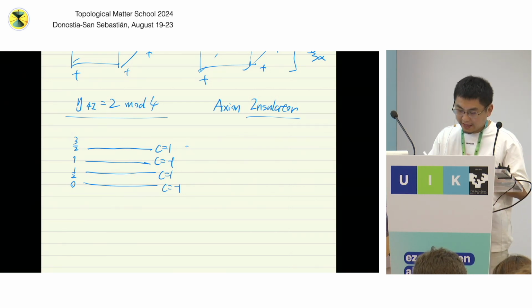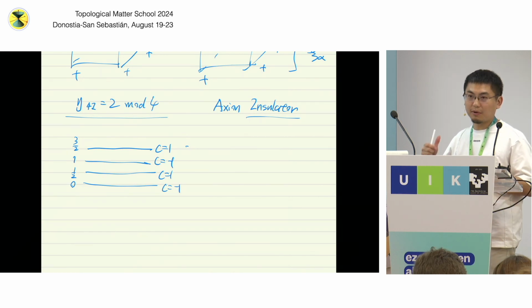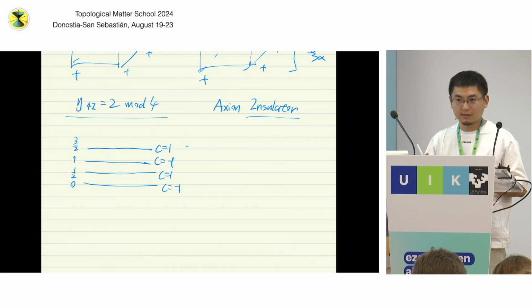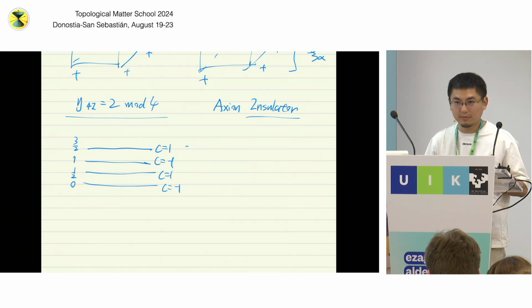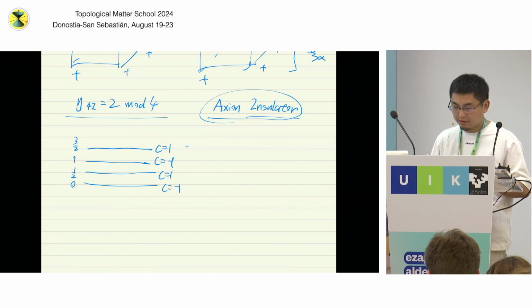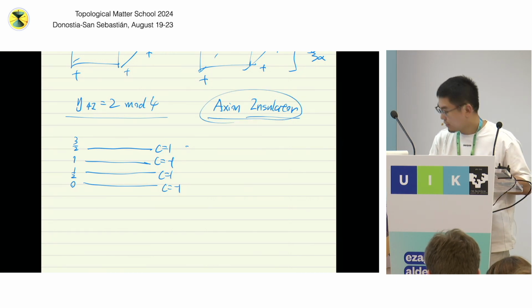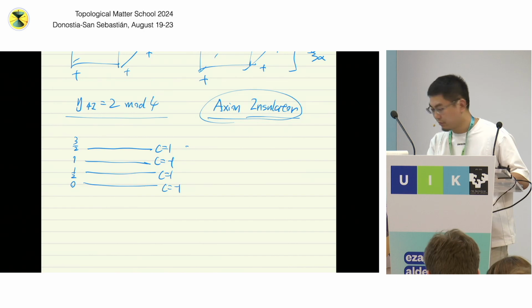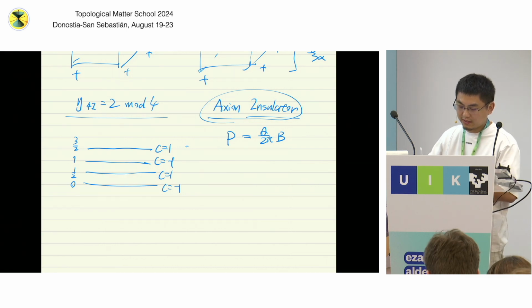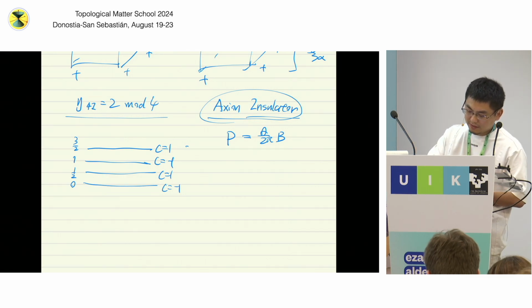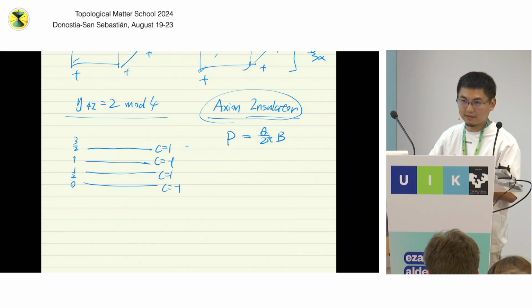So to see it's an axion insulator, we consider applying a magnetic field in the z direction, okay? And we examine the magneto-electric response. The defining character of an axion insulator is the quantized magneto-electric response. It's written in this form. So if you apply a magnetic field, it will introduce electric polarization in the same direction.